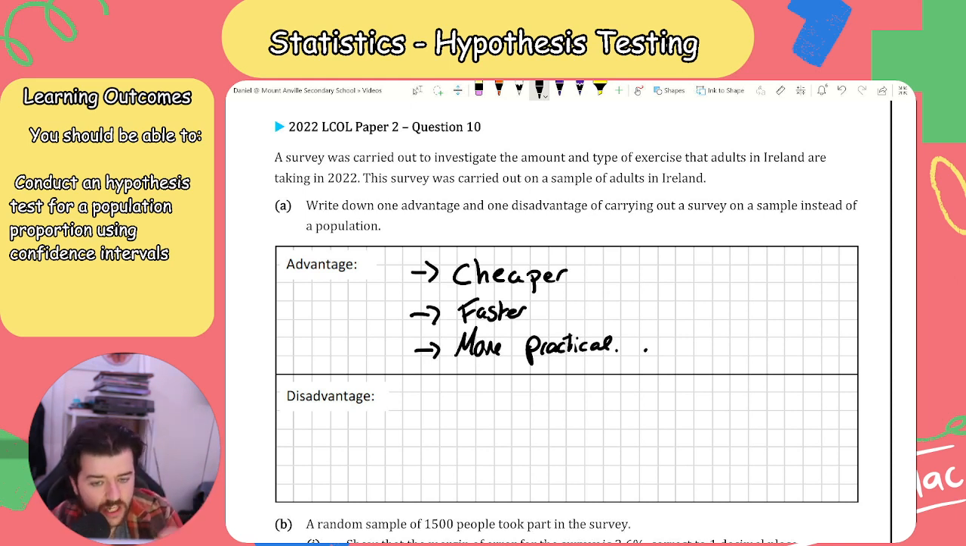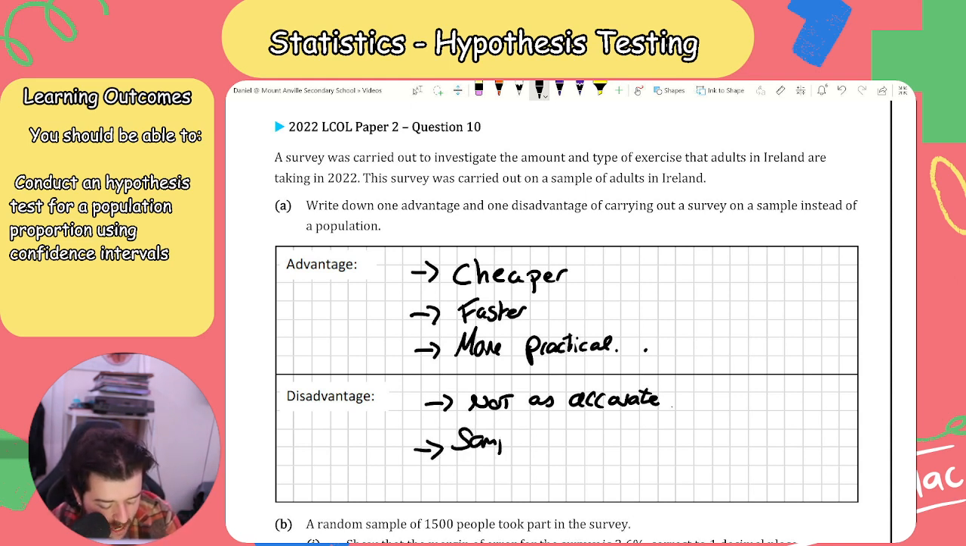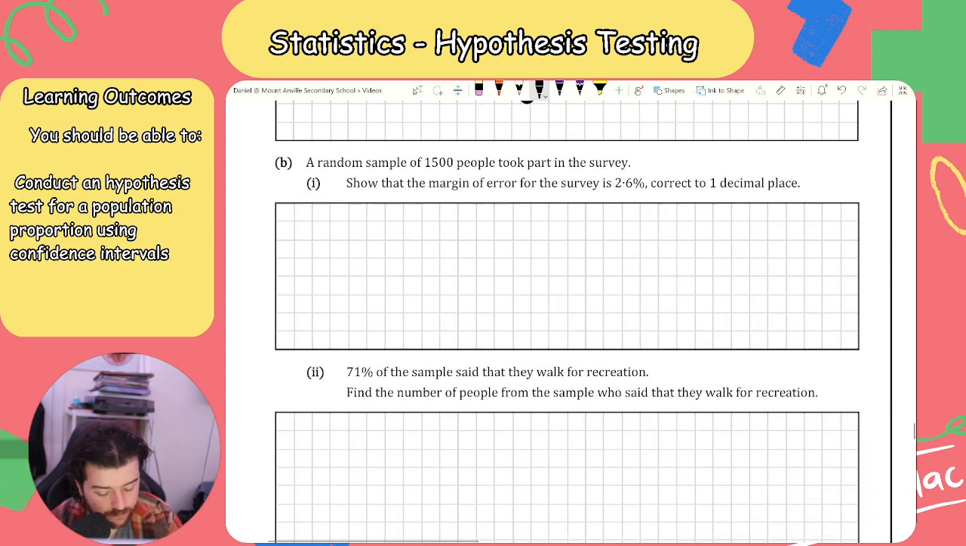But a disadvantage is it's not as accurate as testing everybody. Testing a small group of people is never going to be as good as testing the entire group. And then you could have sampling bias. I could make a sample that is not truly reflective of my population. So that is a disadvantage there.